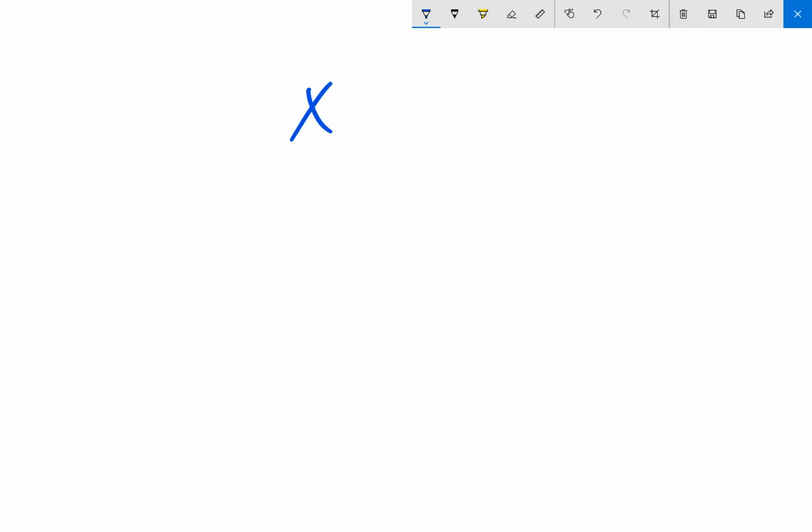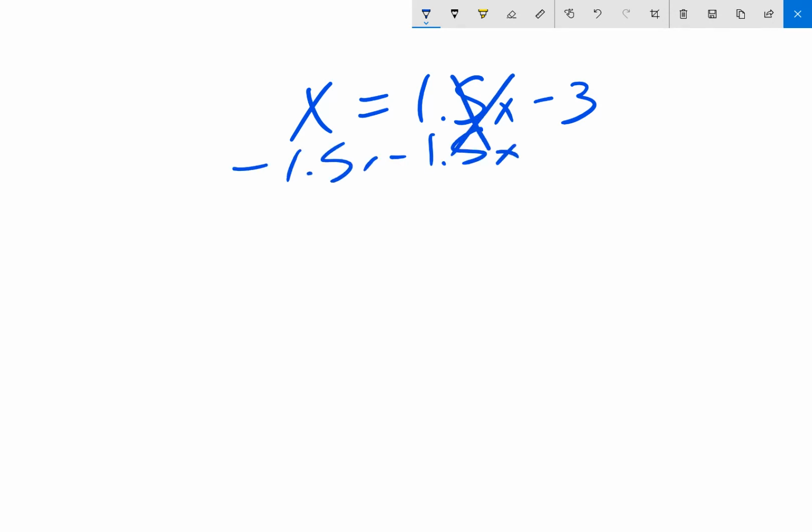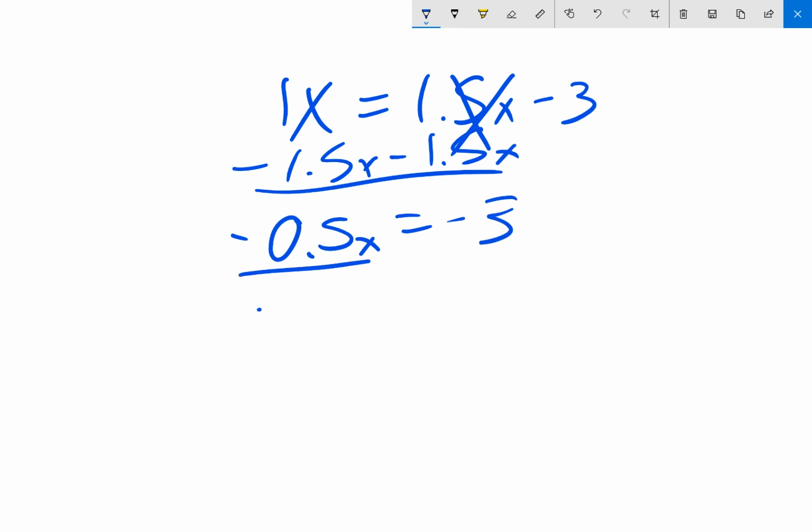And if you solve this, subtract by the 1.5x, that's what I would do. 1 minus 1.5 is negative 0.5. x equal to negative 3, and then divide by negative 0.5, we get x equal to 6.